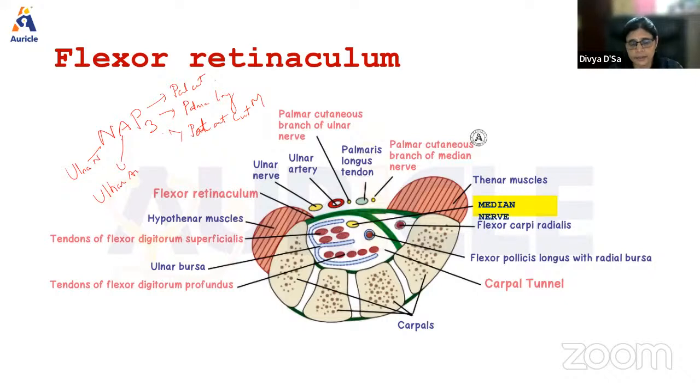Below that, it sends a slip which is attached to the scaphoid, and it forms a separate compartment for the flexor carpi radialis tendon. Beneath that, all the tendons of flexor digitorum superficialis and flexor digitorum profundus pass through, along with the median nerve, then the tendon of flexor pollicis longus. For these, the covering will be the radial bursa and the ulnar bursa. So this is the content.